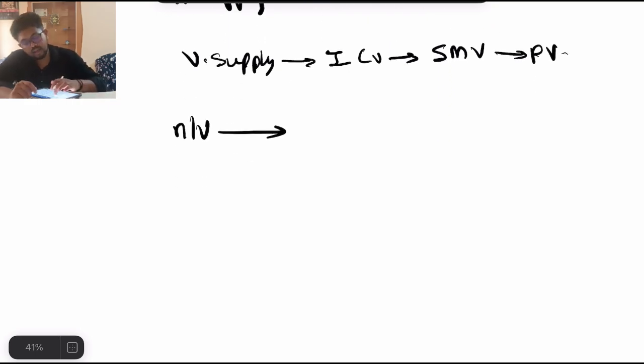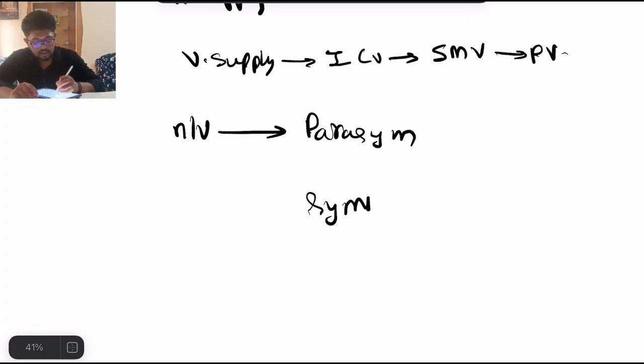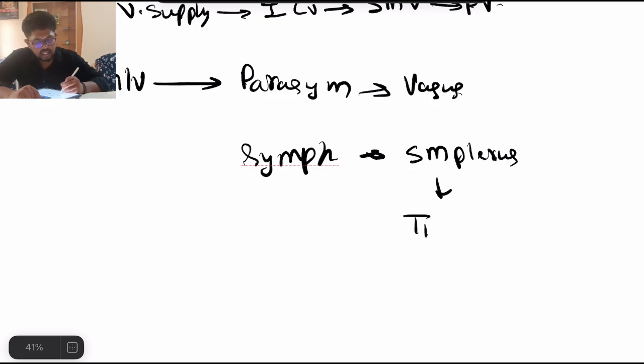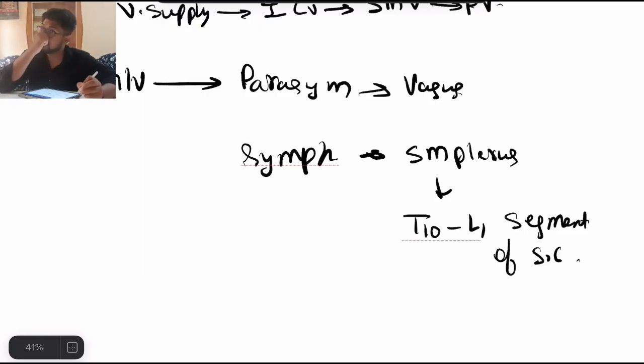Then the nerve supply. It has two components, parasympathetic and sympathetic. As we know, the parasympathetic component till the midgut will be by the vagus nerve. The sympathetic component will be the superior mesenteric plexus, which will have the ganglionic fibers from T10 to L1 segment of the spinal cord.